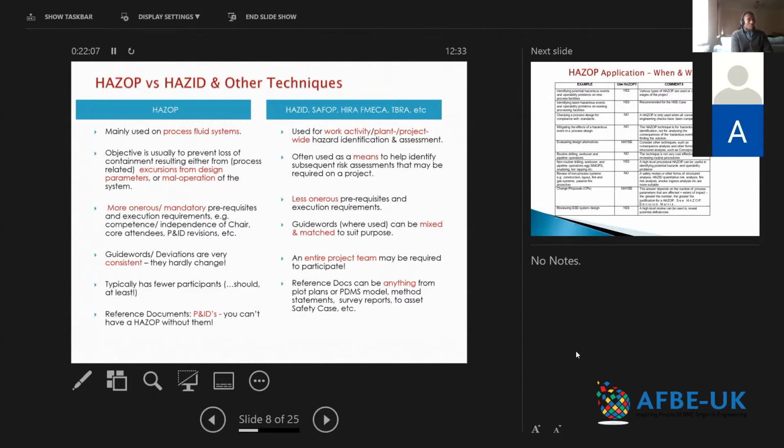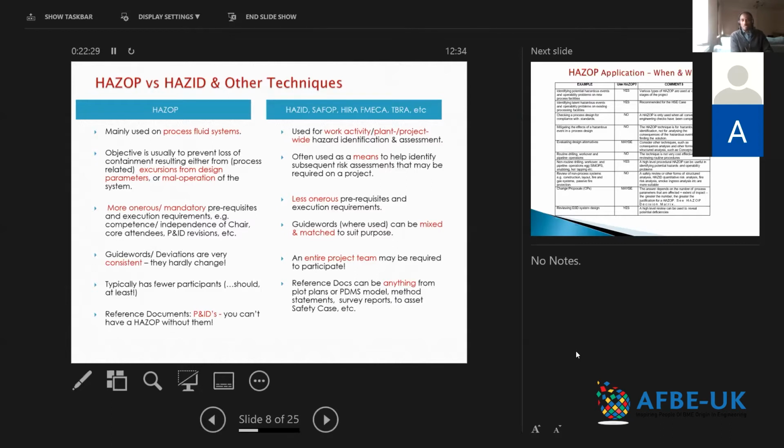Now, the HAZOP has more onerous and mandatory prerequisites and execution requirements. For example, the competency and independence of the chair and the core attendees, the P&ID revisions, etc. We talked about P&IDs earlier, the major currency of HAZOPs.